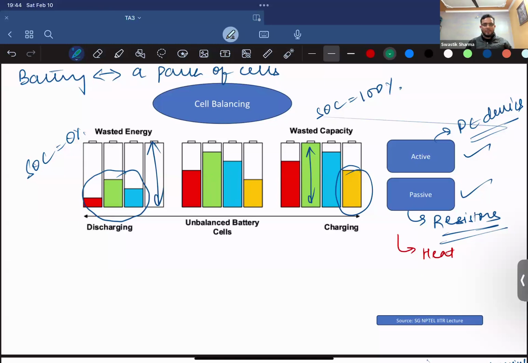So if you look at the lecture, you have different kinds of active cell balancing methods, such as these resonant converter based methods, and then you have LC based methods, and then you have different types of methods which are generally concerned with power electronic devices. So that's where you generally use them.